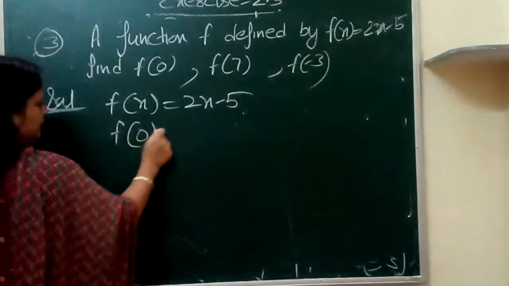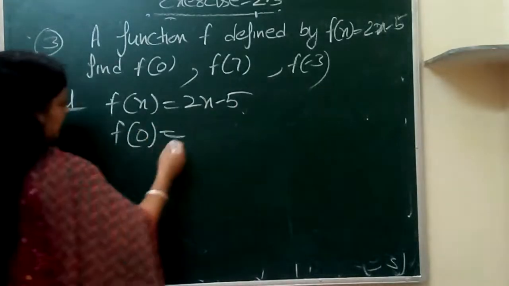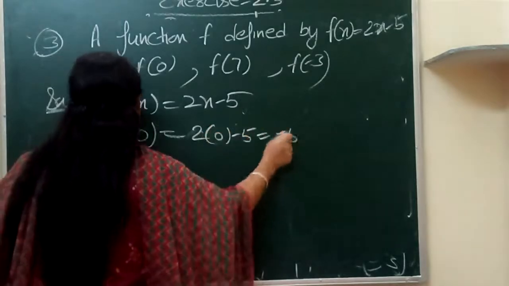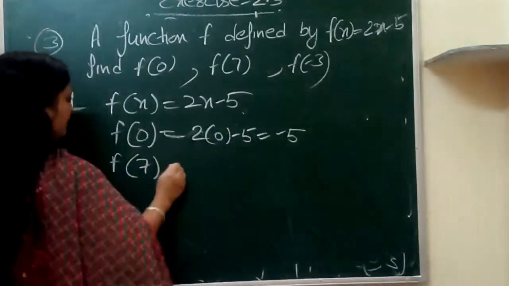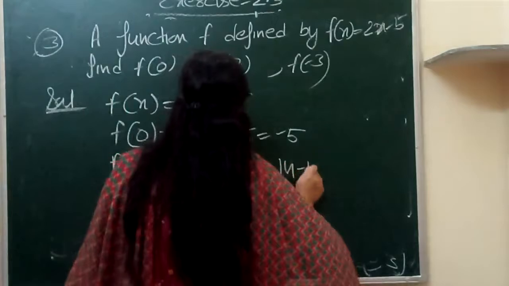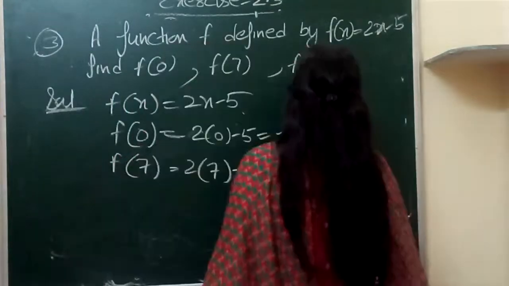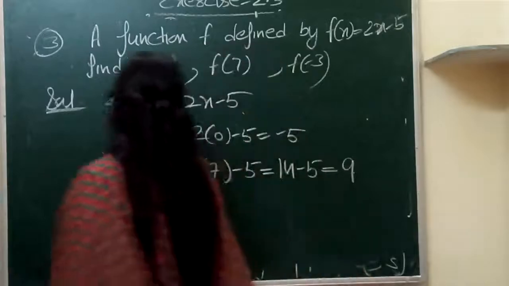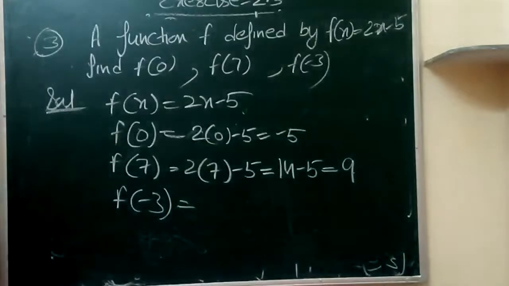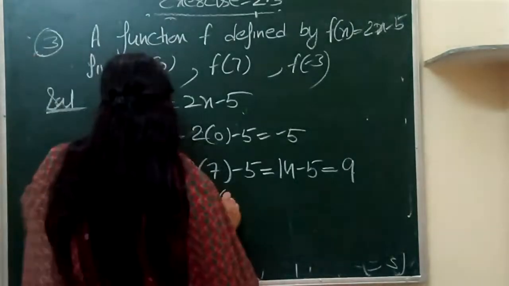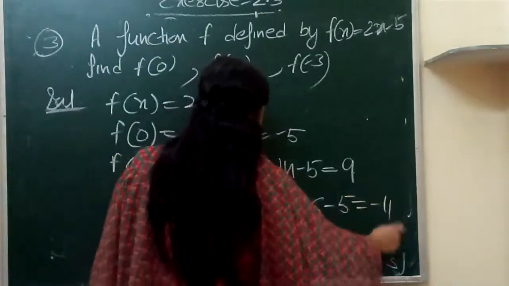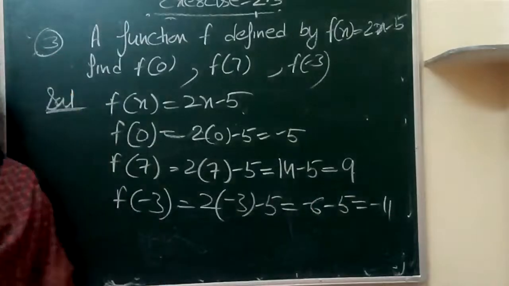In the place of x, you have to put this value, 0. So it will come 2 into 0 minus 5, so it will come minus 5. And f of 7 means 2 into 7 minus 5, so it will come 14 minus 5, which is 9. For f of minus 3, in the place of x put minus 3, so it will come 2 into minus 3 minus 5, so minus 6 minus 5, which is minus 11. So this is the solution of the third question. Now let us start the fourth question.